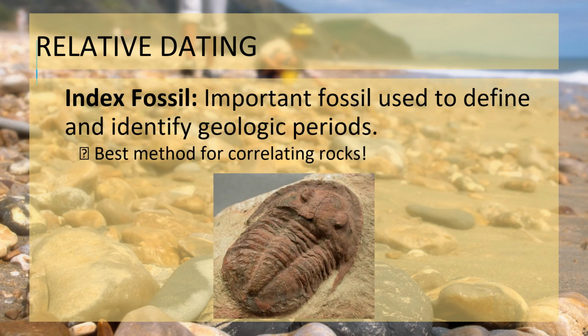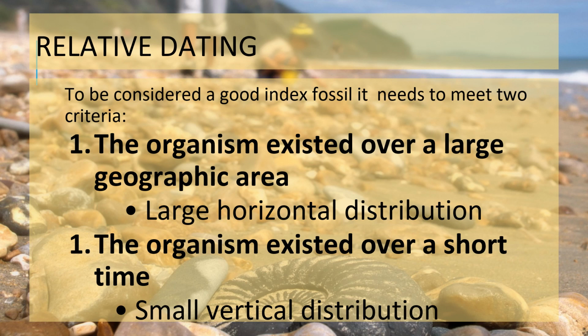So one important thing to know for fossils, and you can see this on your page 8 and 9, are index fossils. Index fossils are important fossils used to define and identify geologic periods, and this is a really great way to correlate rocks from different places, because to be considered a good index fossil, there's two criteria it has to meet. The first one is it has to have existed over a large geographic area. So it has to have been like all over the place. We call that a large horizontal distribution because it's going to end up in the same layers from the same period of time.